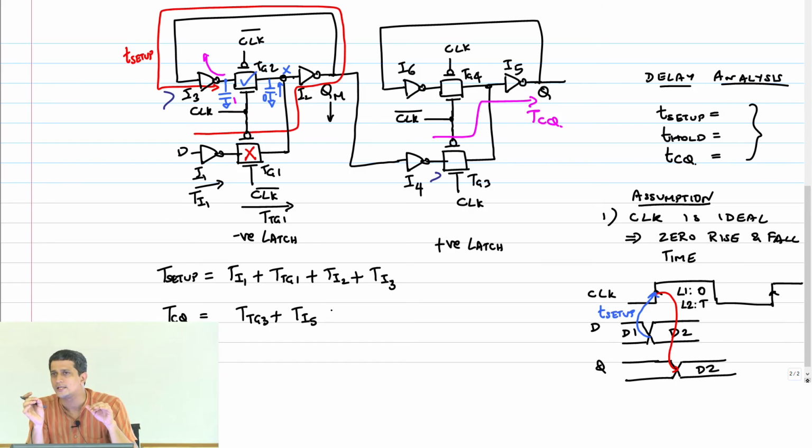Because the reality is, both TCQ and T-setup are actually some numbers which are in between this total delay. If you add these two numbers, there is some sort of a constant that comes in. We will look at it later. So this is just a thought experiment, but please be consistent. Any questions here?